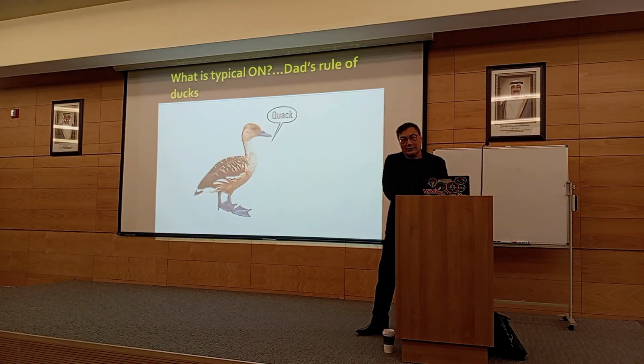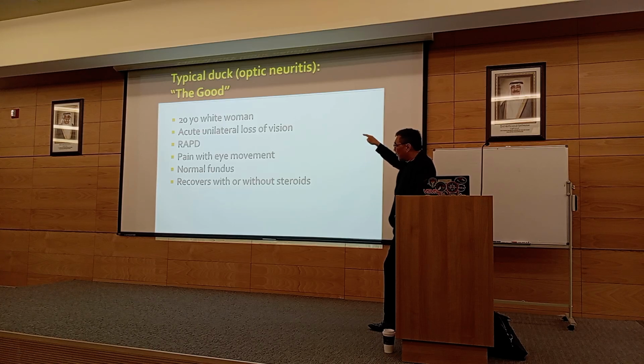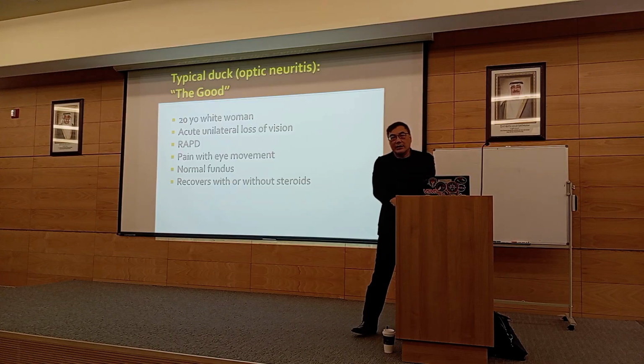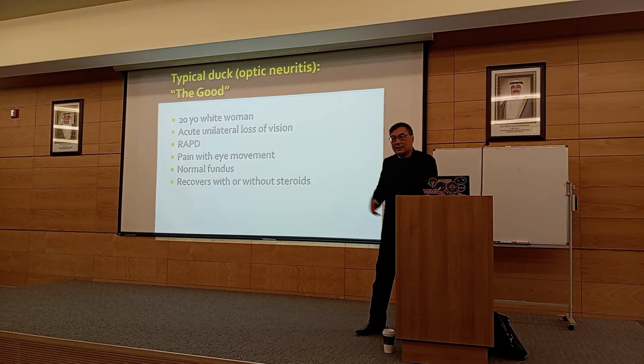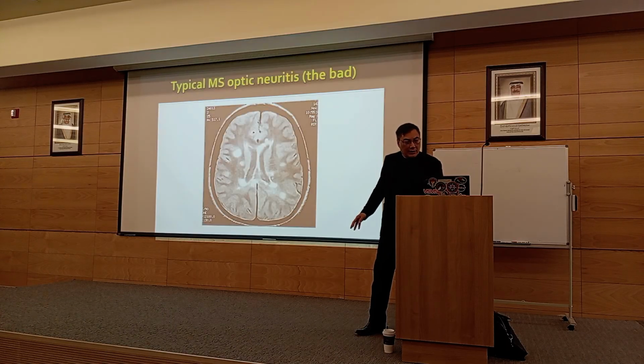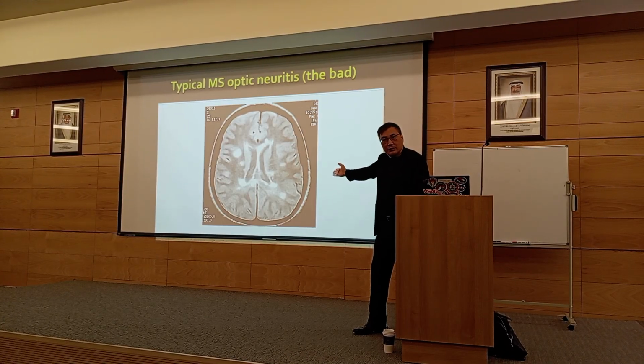And I told you my dad would say, if it quacks like a duck and flies like a duck, then it's a duck. This is what a duck looks like. 20-year-old, white female, acute unilateral vision loss, RAPD, pain with eye movement, normal fundus, and it just gets better. You give IV steroids, you get better quicker, but it just gets better. Quack, quack, quack, duck. What are you looking for in the MR? Multifocal white matter lesions for multiple sclerosis.